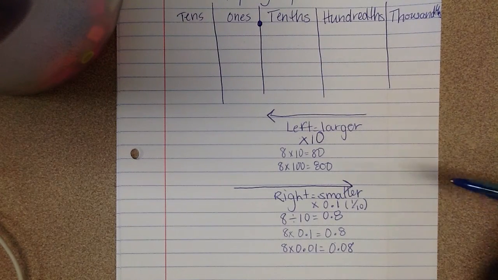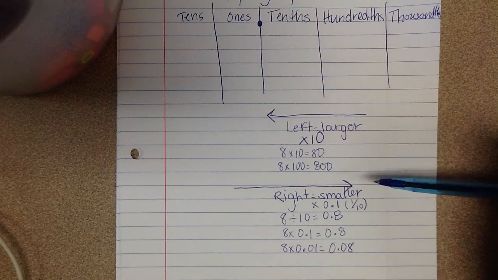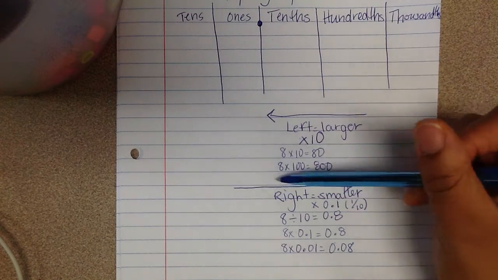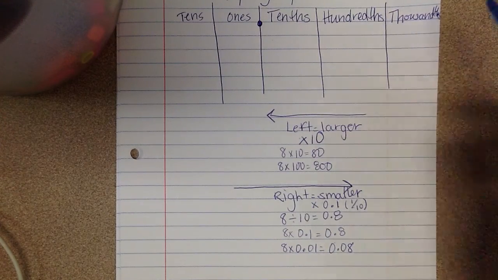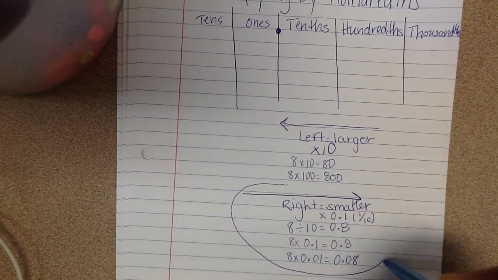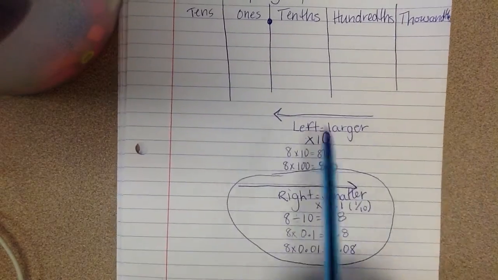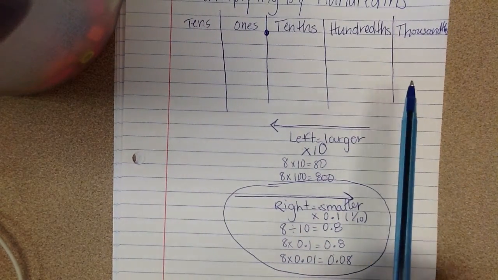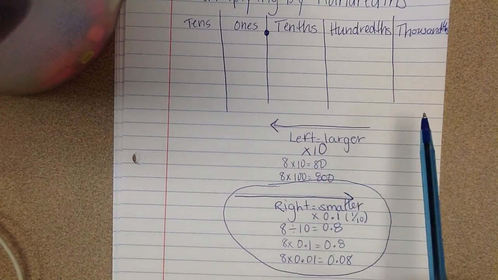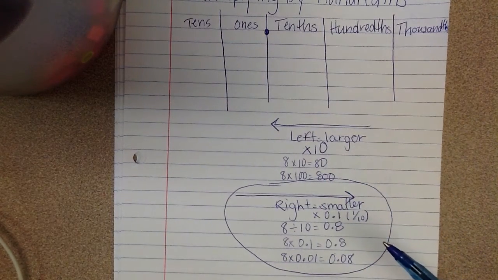Okay. So remember, right gets smaller. When I multiply by a decimal, my product always gets smaller. It moves right on the place value chart. Okay, this is the big part that we need to focus on. When I move right on my place value chart, my value always gets smaller, and that means I'm multiplying by decimals or by fractions.